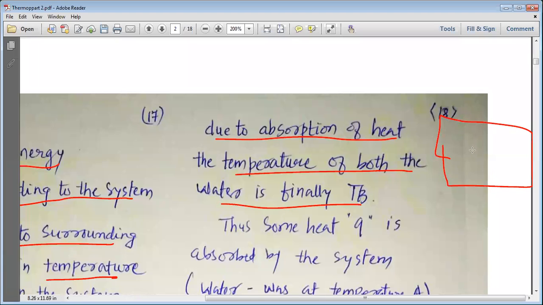Suppose you have a system A and then you have system B.